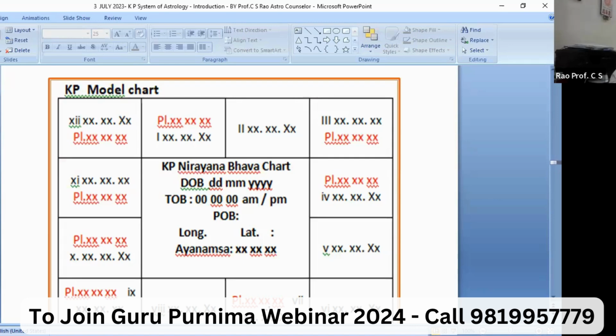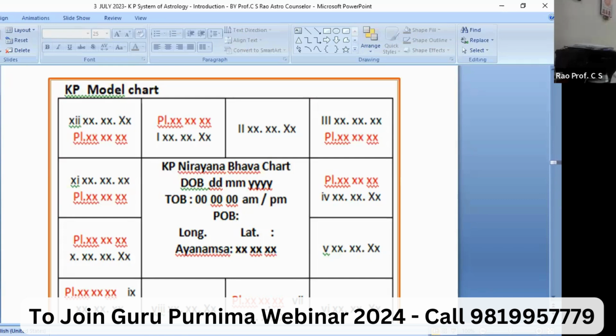So in some charts, what is the purpose of it? Here you see, in the Aries sign, the red mark PL is the planet position. Planet XX, XX, XX means sign lord, sign degrees, minutes and seconds. This planet I have mentioned in Aries, in red color, PL; the first XX is the degree, the next XX is the minutes, the next XX is the seconds.